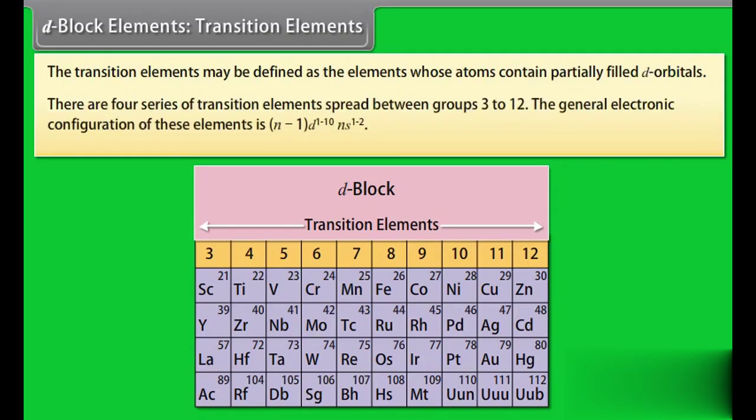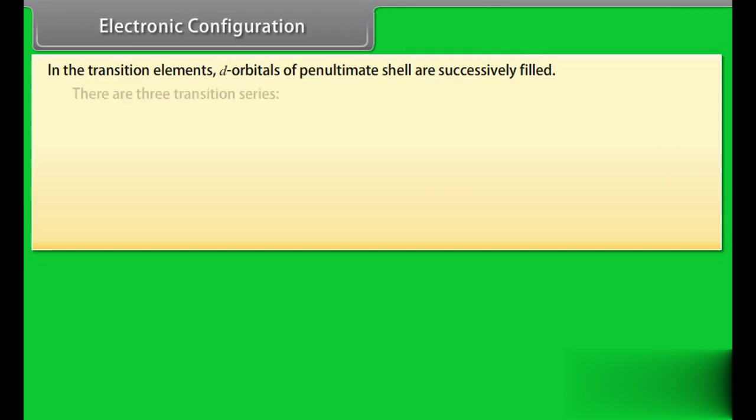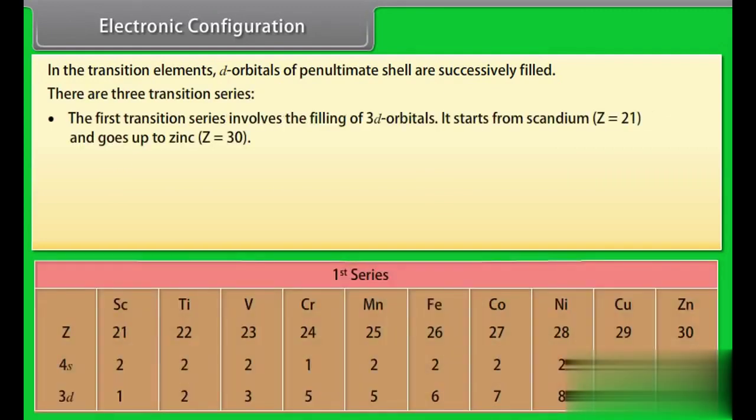There are 4 series of transition elements spread between groups 3 to 12. The general electronic configuration of these elements is (n-1)d1-10 ns1-2. Electronic configuration. In the transition elements, D orbitals of penultimate shell are successively filled. There are 3 transition series. The first transition series involves the filling of 3D orbitals.